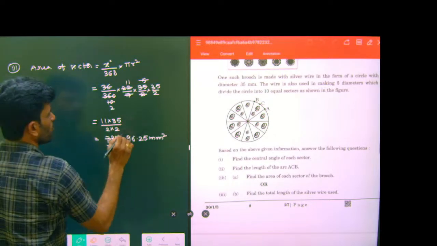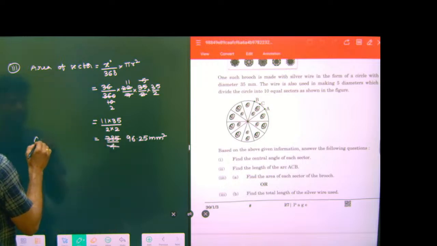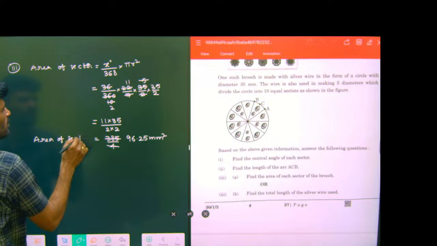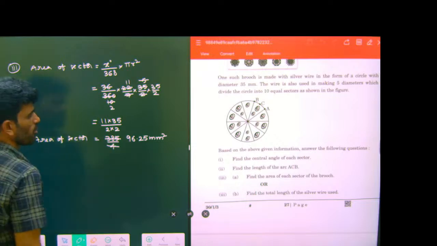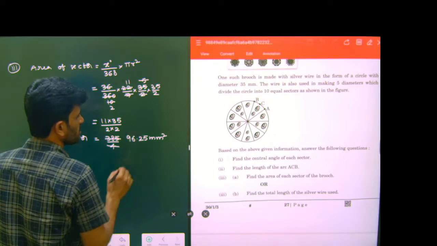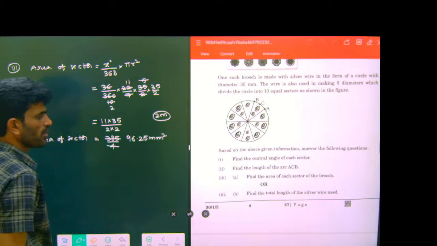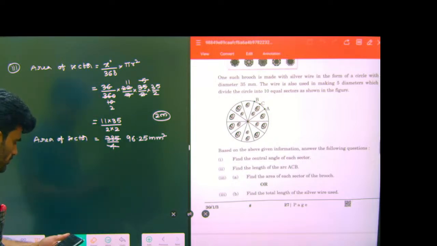If you get this answer, area of sector, area of each sector, answer is 96.25 millimeter square. If this is your answer, you will get 2 marks here. Previously it was 1 mark and 2 marks.